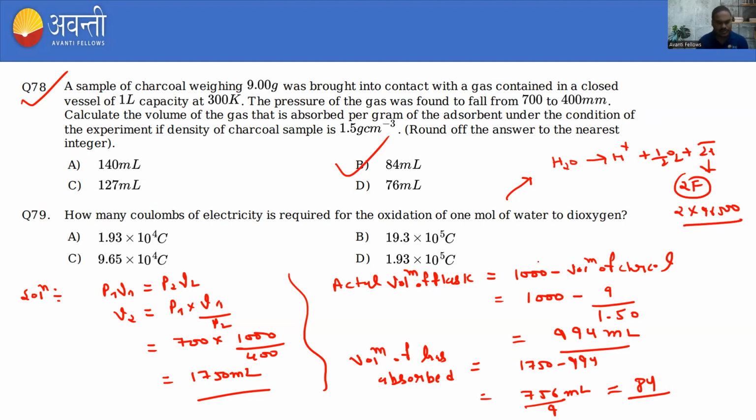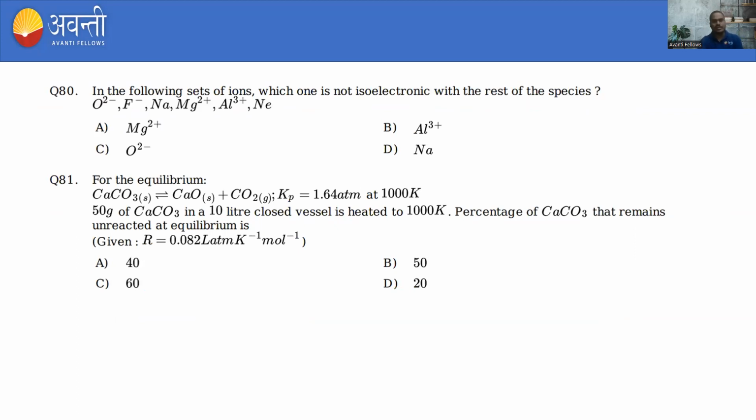So its value comes out to be 193,000, यानी कितना हो गया 1.93, that is option D. So on solving you'll get 1.93 into 10 की power 5 coulomb. So this is the correct one. This is a very simple question. Now, move to the question number 80.